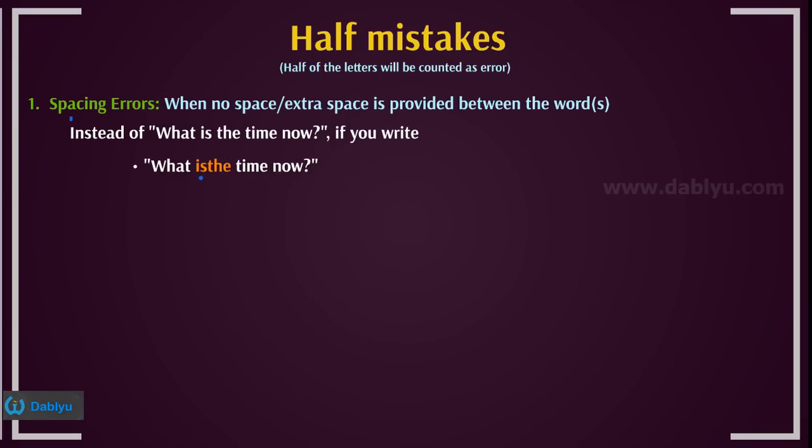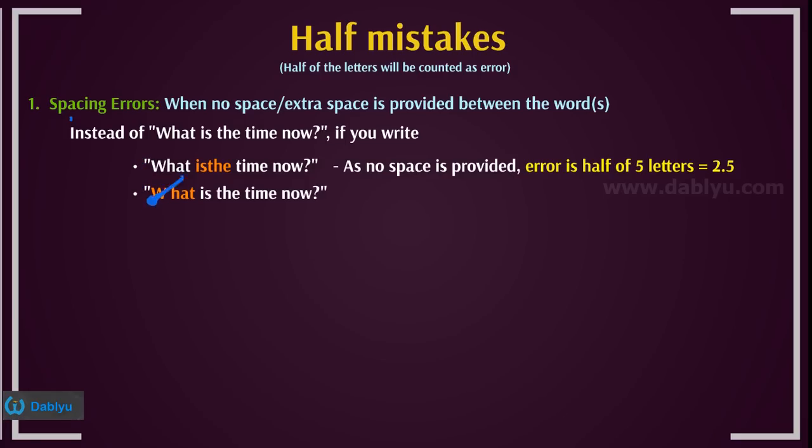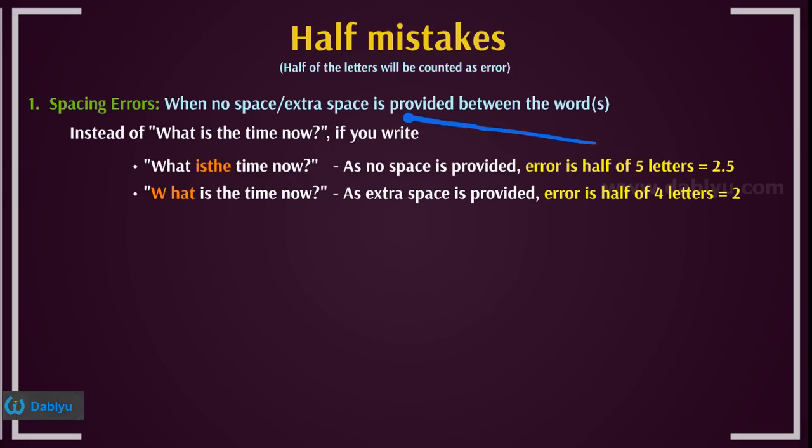So now what will the error be? Count the number of letters, 1, 2, 3, 4, 5. The total letters are 5. So the half mistake will be half of 5. The error is 2.5 in this case, right? Let's take one more example. Instead of "what is the time now", if you add an extra space between W and H in the word "what", this is also a half mistake because you kept an extra space. In this case, the error will be half of 4 letters. "What" was 4 letters initially, and there you messed up with a spacing error. So the error is half of 4 letters, that is 2. Okay, I think it's clear. So the first case of half mistake is spacing errors.